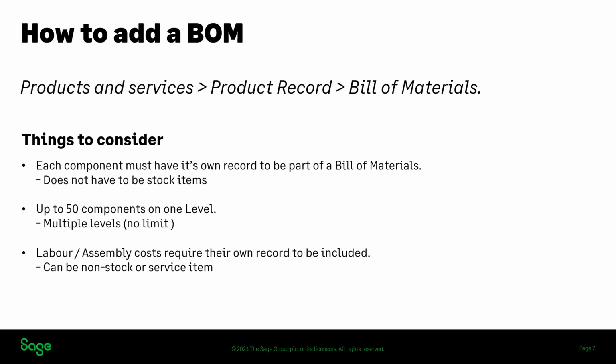You would need to set a record up for labour or assembly or any other production associated costs if this is required. You would just use a non-stock item, or you can also use a service record as well if you wanted to. But what I'll do now is I'll pop across to my software and we'll have a look to see what this looks like.